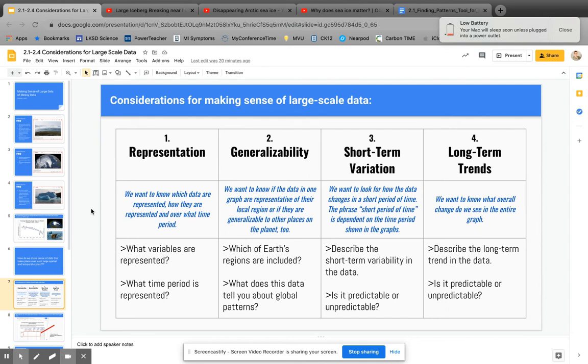Then the last two deal with short-term versus long-term. So remember, short-term is more on a year-to-year basis.